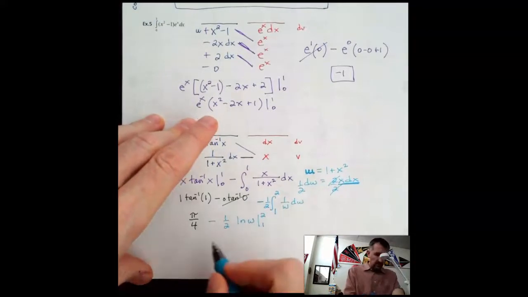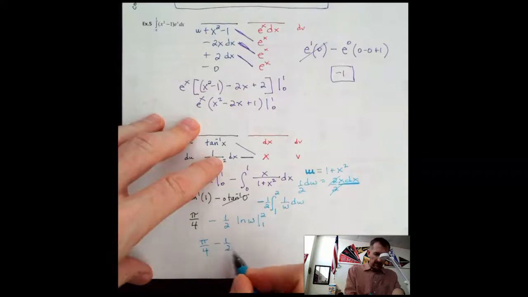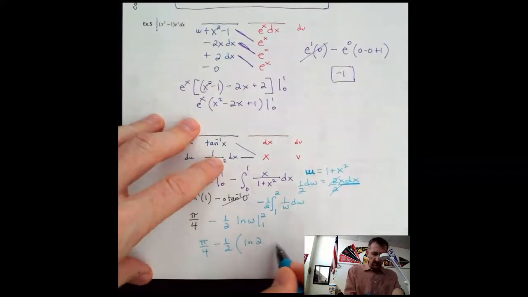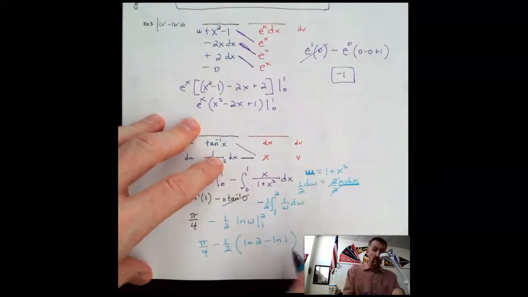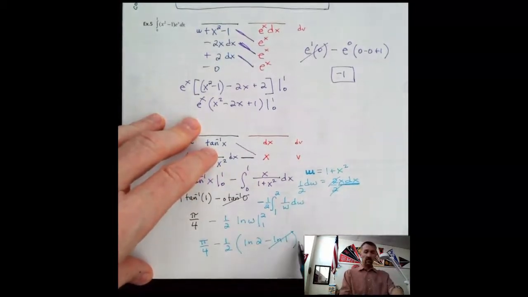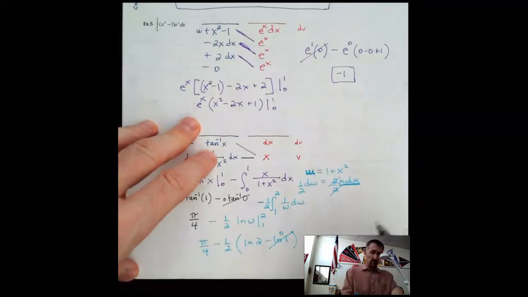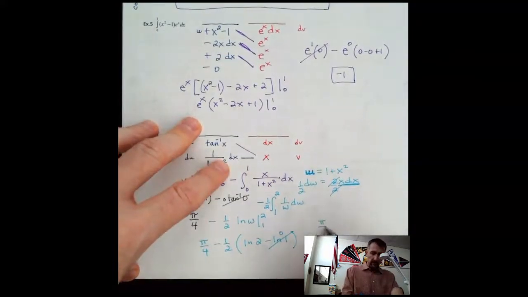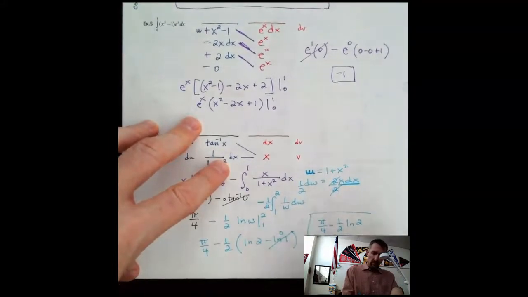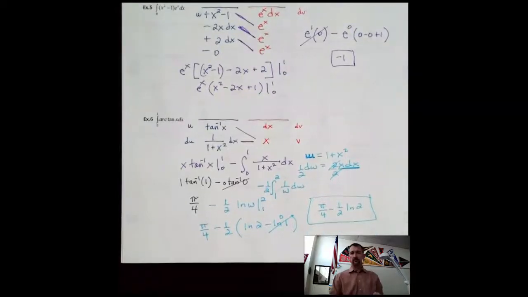So that's going to be pi over 4 minus 1/2 times the natural log of 2 minus the natural log of 1. The natural log of 1 is 0. E to what power equals 1? E to the 0 power equals 1. That's 0. So that's it. So that's pi over 4 minus 1/2 natural log of 2. All right. So it's about that time.